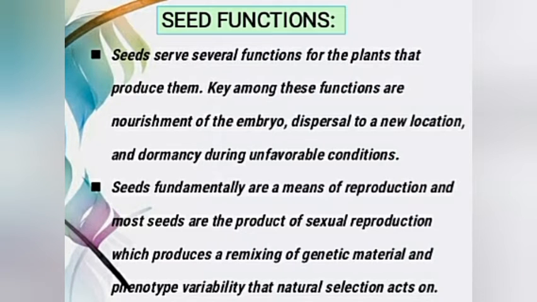Seeds serve several functions for the plants that produce them. Key among these functions are nourishment of the embryo, dispersal to a new location, and dormancy during unfavorable conditions. Seeds are fundamentally a means of reproduction, and most seeds are the product of sexual reproduction, which produces a remixing of genetic material and phenotype variability that natural selection acts on.